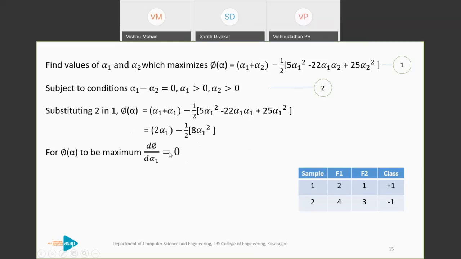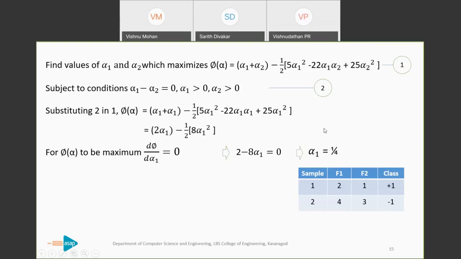Now we have to find the maximum. For phi of alpha to be maximum, you have to take the derivative and equate that to 0. The derivative is very simple here. You take the derivative of this function with respect to alpha 1, and you get 2 minus 8 alpha 1 is equal to 0. So alpha 1 is 1 by 4.